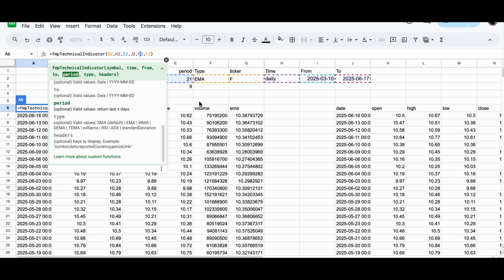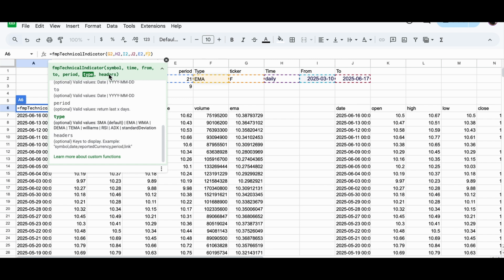So now we have a 21 period for the EMA indicator. And then in the type, we have EMA because we will be using the EMA indicator. If you want to use the relative strength index, RSI, you can put RSI here, and it will show you the RSI. But for this video, we'll be using 2 EMAs, 21 and 9-day EMA.